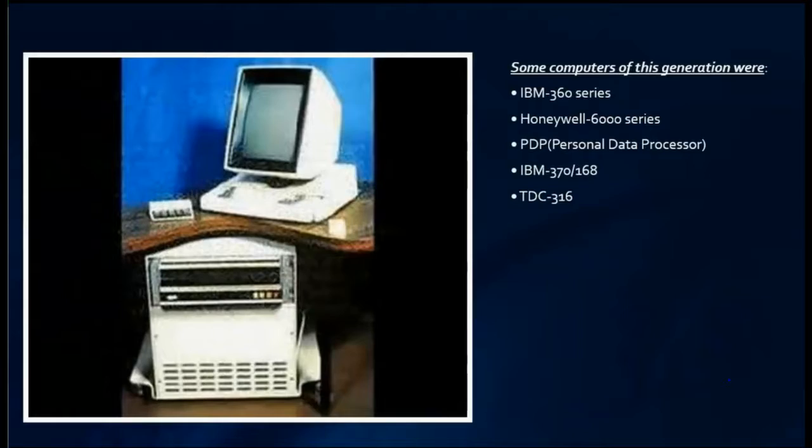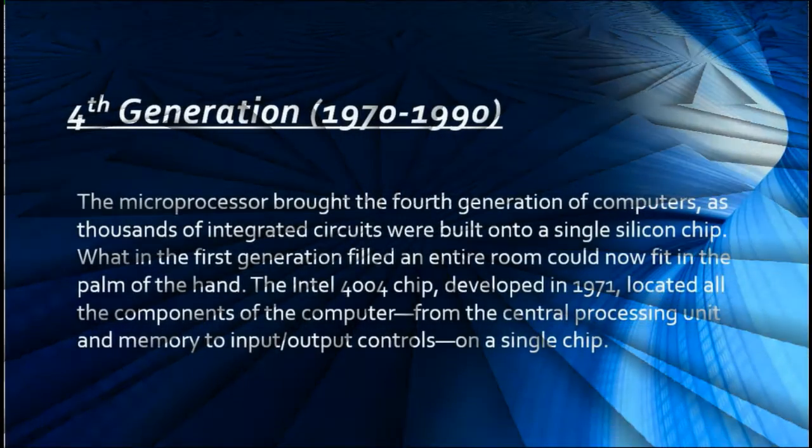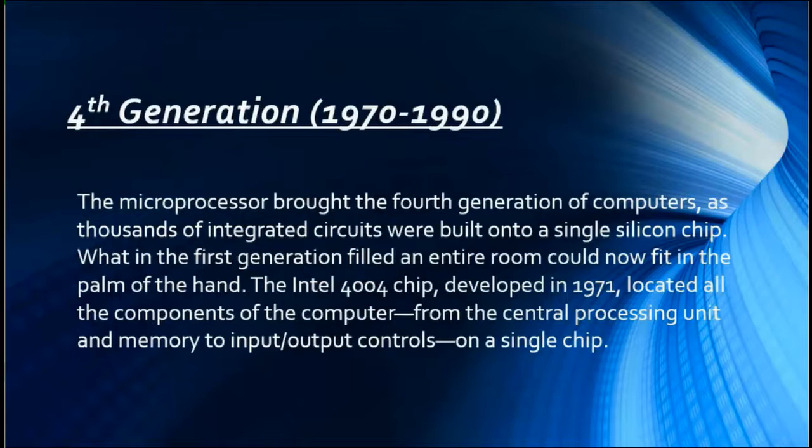Fourth generation, 1970 to 1990. The microprocessor brought the fourth generation of computers, as thousands of integrated circuits were built onto a single silicon chip. What in the first generation filled an entire room could now fit in the palm of the hand. The Intel 4004 chip, developed in 1971, located all the components of the computer, from the central processing unit and memory to input-output controls, on a single chip.